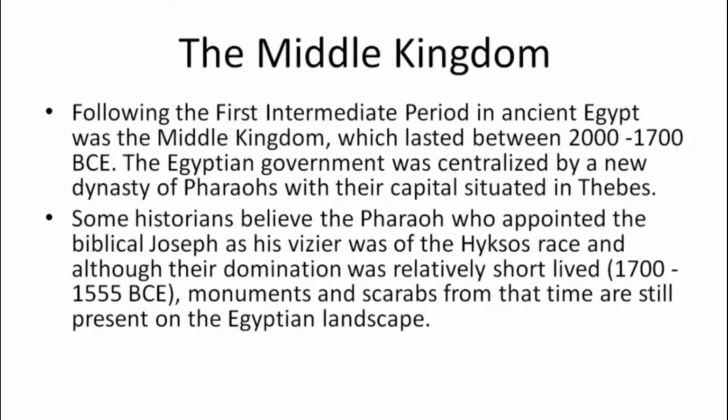The Middle Kingdom. This is the second kingdom we are going to discuss in this lesson. Following the first intermediate period in ancient Egypt was the Middle Kingdom, which lasted between 2000 and 1700 BCE. The Egyptian government was centralized by a new dynasty of pharaohs with their capital situated in Thebes. Some historians believe that the pharaoh who appointed the biblical Joseph as his vizier was of the Hyksos race, and although their domination was relatively short-lived, from 1700 to 1555 BCE, monuments and scraps from that time are still present on the Egyptian landscape.